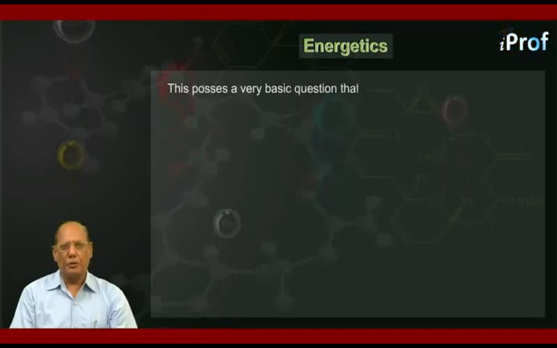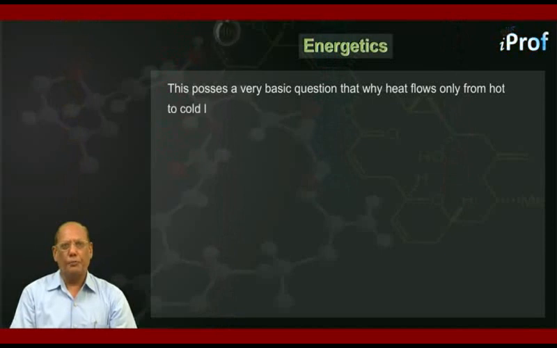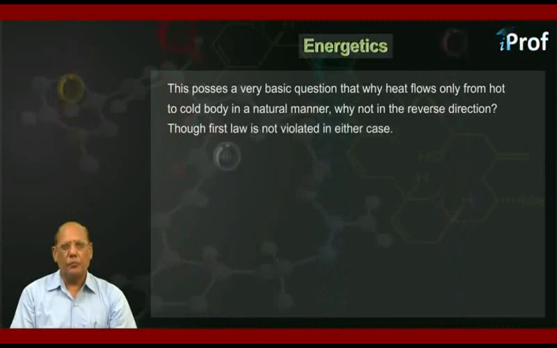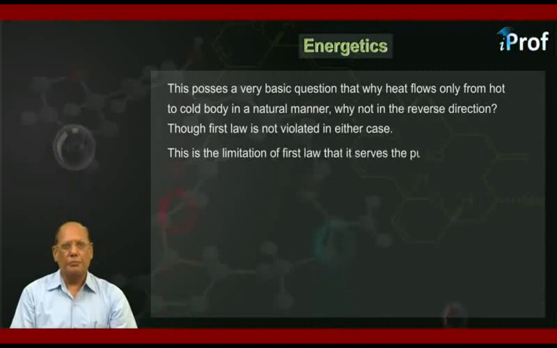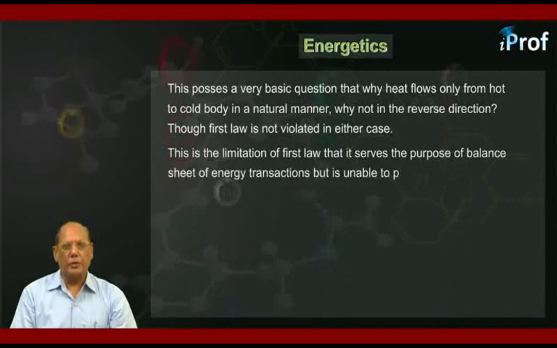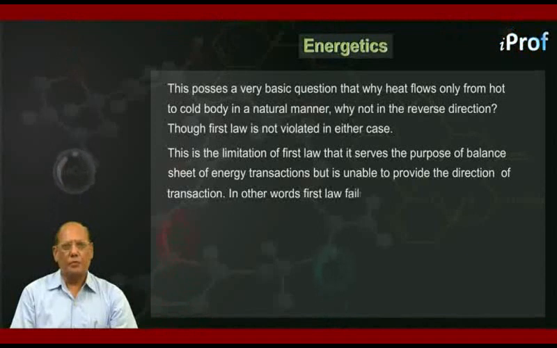A very basic question: why does heat flow only from a hot to a cold body in a natural manner? Why not in the reverse direction? Though the first law is not violated in either case. This is the limitation of the first law, that it serves the purpose of a balance sheet of energy transactions, but is unable to provide the direction of the transaction. In other words, the first law fails to give a criterion for spontaneity.